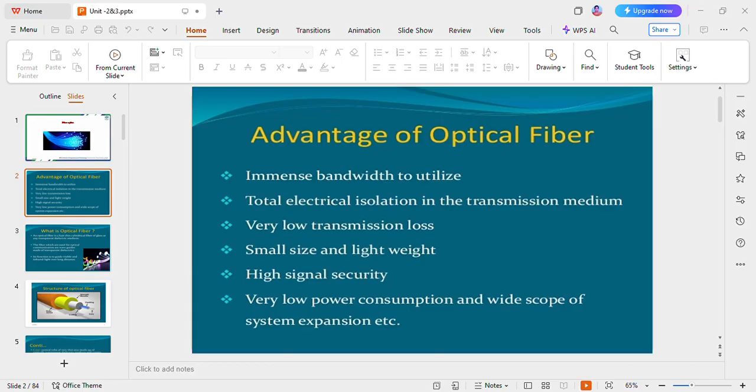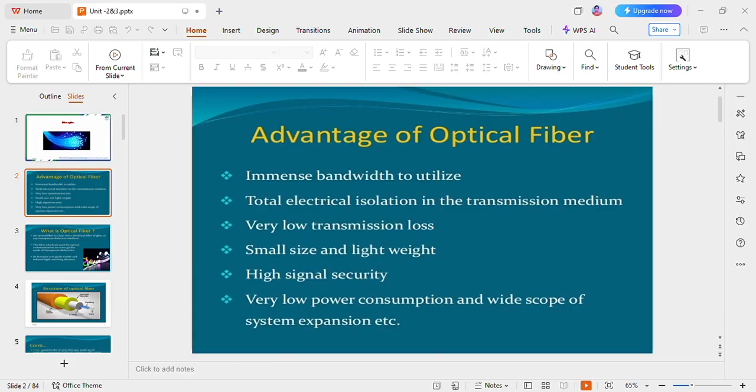What is the classification of fiber? The optical fiber is classified based on three criteria: based on the material it is fabricated from, based on the number of modes, and based on the refractive index profile. Based on material, it is classified into glass fiber and plastic fiber. Based on modes, it is classified into single mode fiber and multi-mode fiber. Based on refractive index profile, it is classified into step index fiber and graded index fiber.